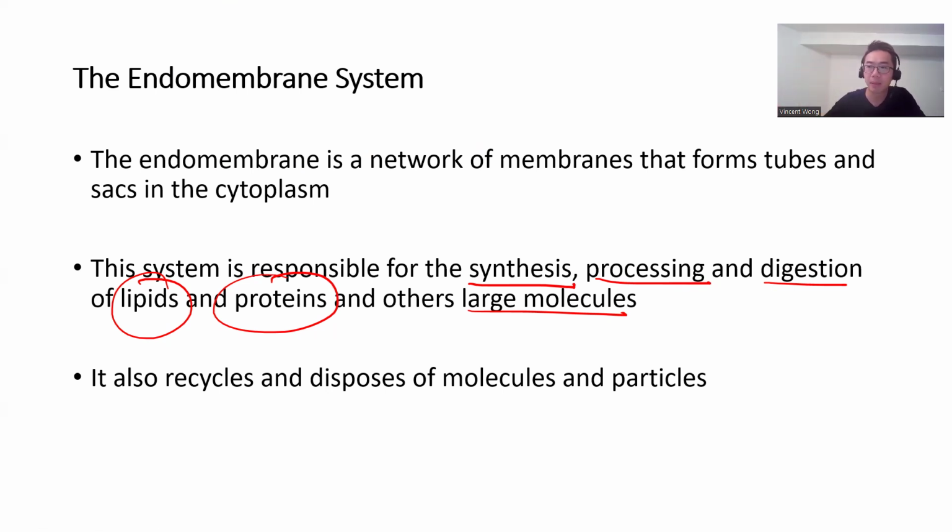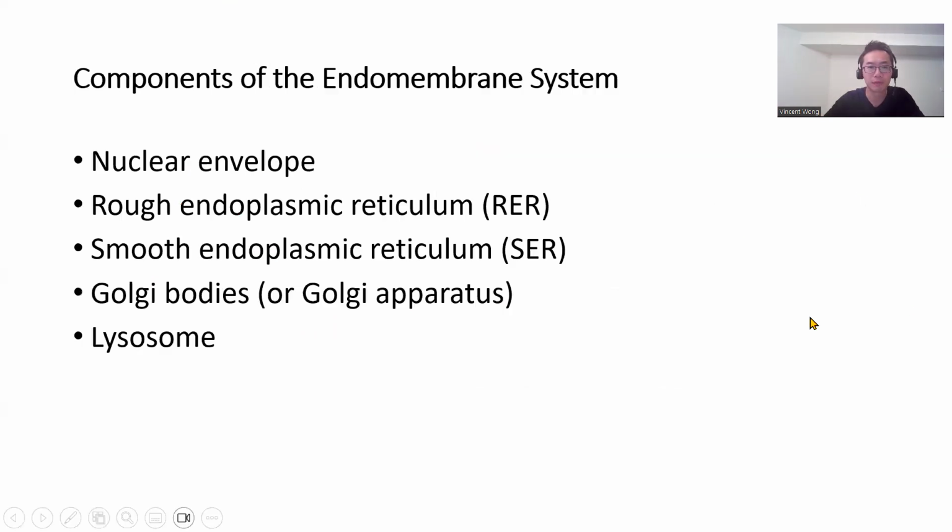There are many different components involved in the endomembrane system, some of which you already know. For example, there is the nuclear envelope. There is the rough and smooth ER that we drew, but we didn't talk about what they actually do. And then there's something called the Golgi bodies, also known as the Golgi apparatus, and the lysosome. So let's take a look at the flow of information here.